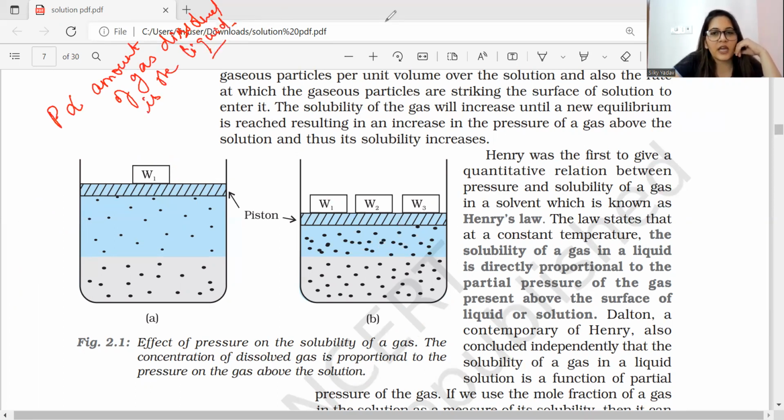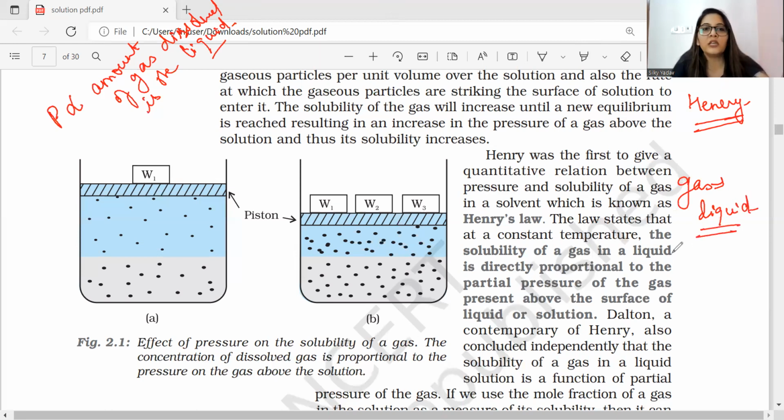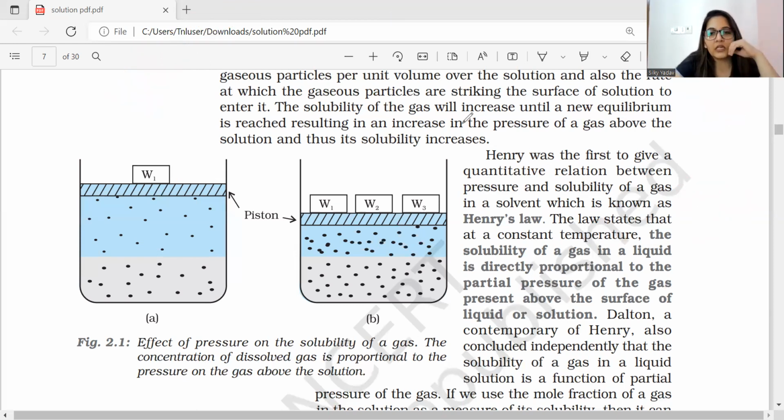You know who the scientist was who first talked about this? Henry. So Henry was the first scientist who talked about this dissolution of gas inside the liquid by the application of pressure. It is a quantitative relation, because we are talking about quantities here. If you're increasing the quantity of pressure that you're applying, the quantity of gas present inside the liquid will also increase. Okay, so that's the reason in your NCERT book we studied it as Henry's law, because Henry was the first scientist who talked about this law.